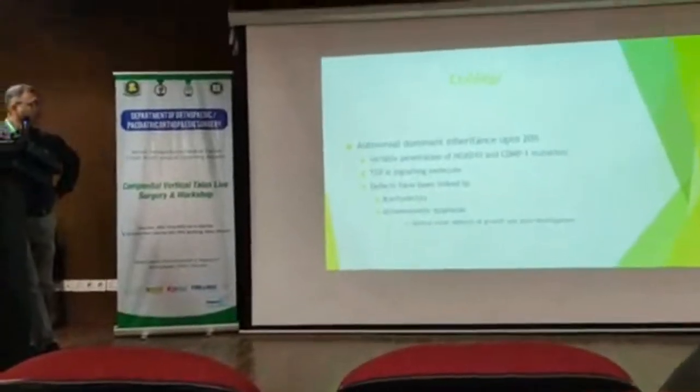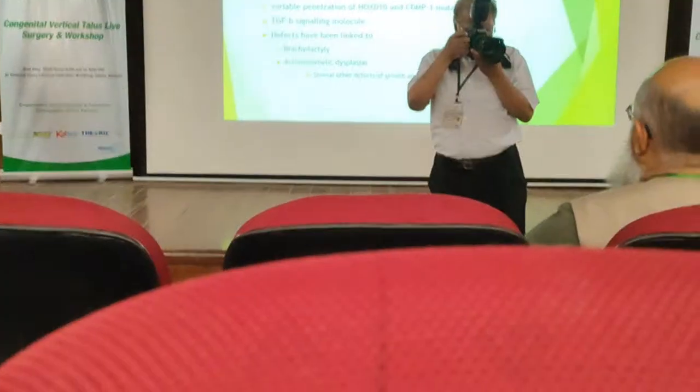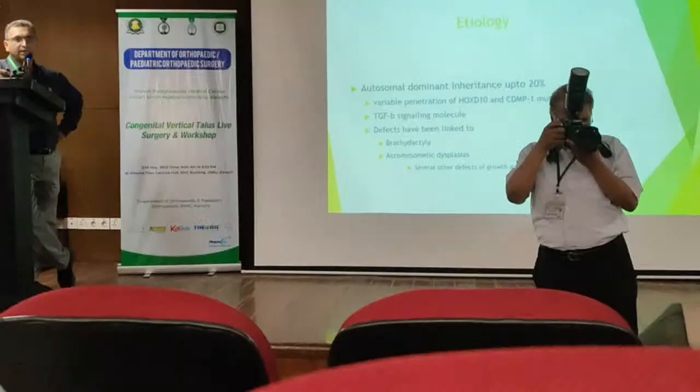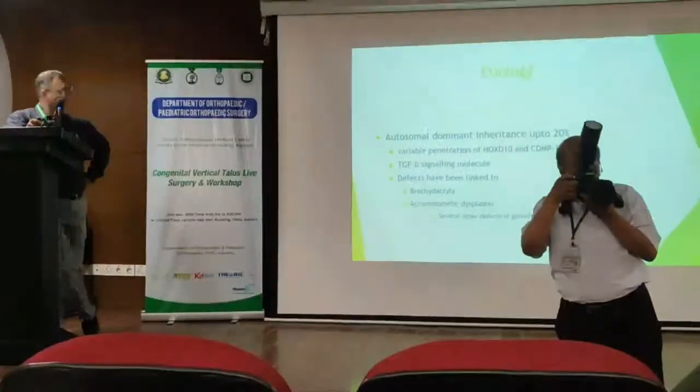And regarding the inheritance, in 20% of the cases of vertical talus, autosomal dominant inheritance is found. And the genes which are associated are HOXD10 and CDMP1, which is related to TGF beta, also found in certain other conditions, including brachydactyly and acromesomelic dysplasias.